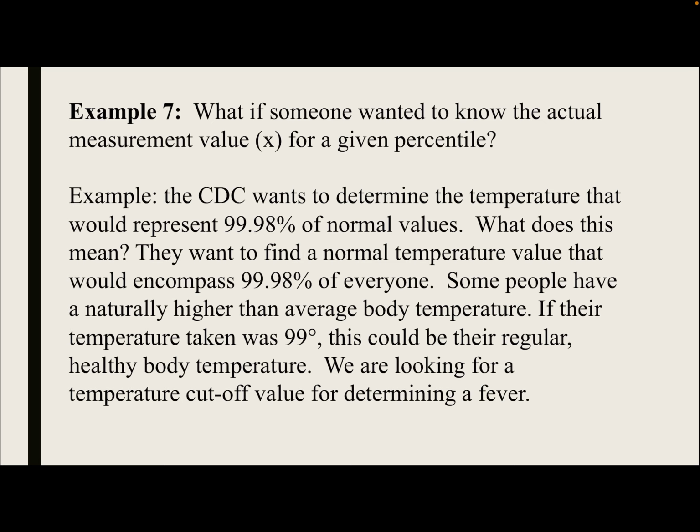Example 7. What if someone wanted to know the actual measurement x for a given percentile? The CDC wants to determine the temperature that represents 99.98% of normal values. What does this mean? They want to find a normal temperature value that would encompass 99.98% of everyone. Okay. If their body temperature was 99, this could be the regular body temperature. We're looking for a cutoff for determining a fever.